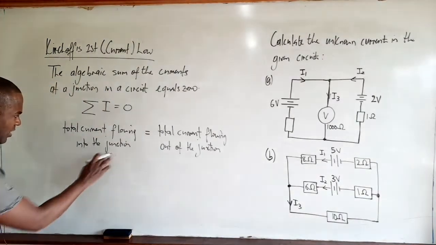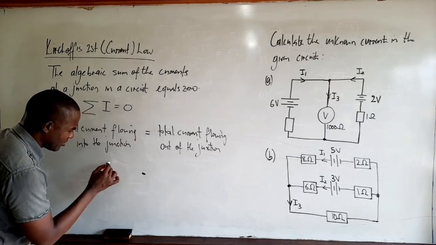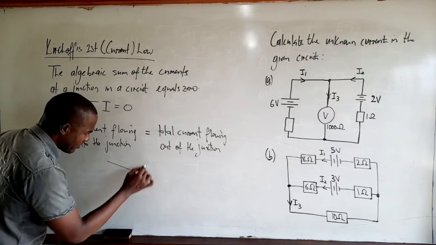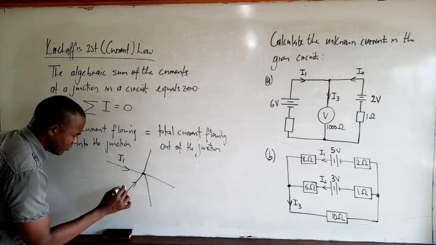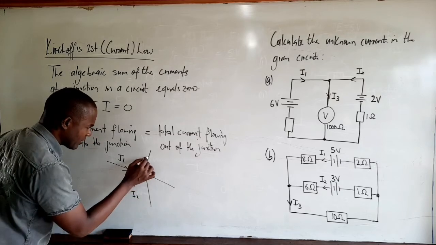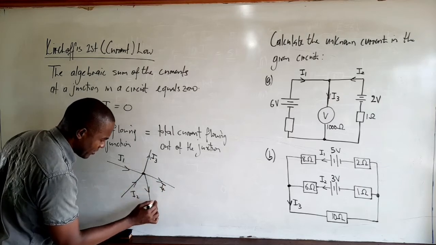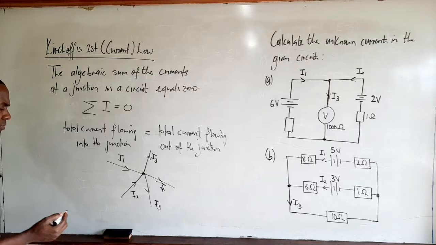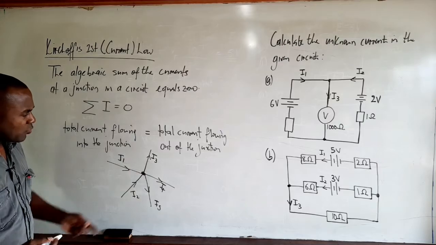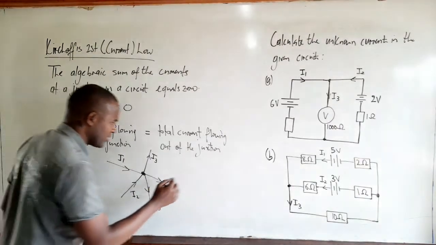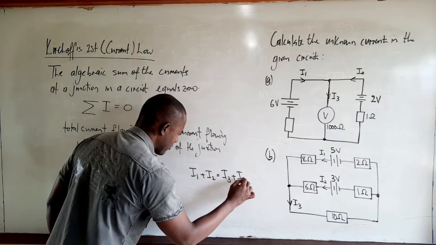Right? So let's look at an illustration and see if you can try to visualize this. Let's say we have a junction in the circuit where we have a few wires carrying currents in different directions. These wires carry currents I1 and I2 into the junction, and these wires carry currents I3, I4, and I5 out of the junction. According to Kirchoff's first law, the total current flowing into the junction must be equal to the total current flowing out of the junction. Therefore, I1 plus I2 is equal to I3 plus I4 plus I5.